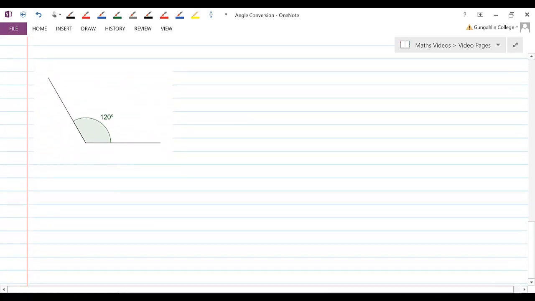For a final example, I've chosen one that's an obtuse angle, but the process here would be exactly the same. We need to work out what fraction of the circle this is. Now you might be able to work out this is 1/3. If you're not sure though, you can just do this, okay? 120 degrees is this fraction of a circle, 120 out of 360 degrees.